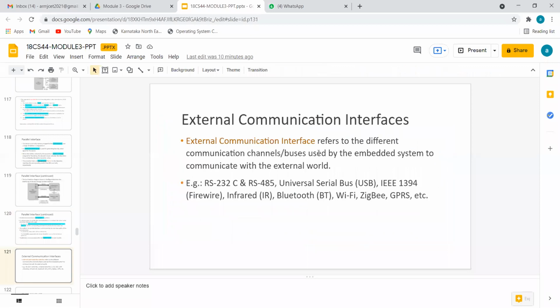Hence the parallel interface will be very fast. That finishes our onboard communication interfaces. Let's go for off the board, that means external communication interfaces.